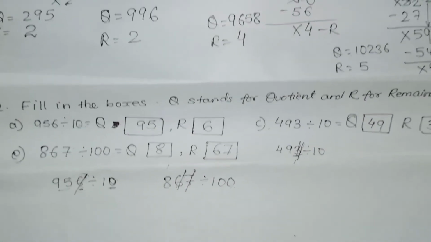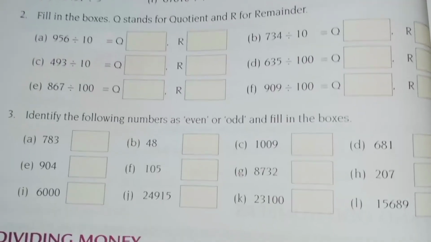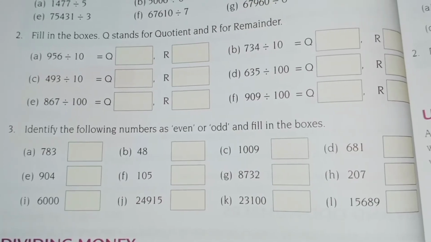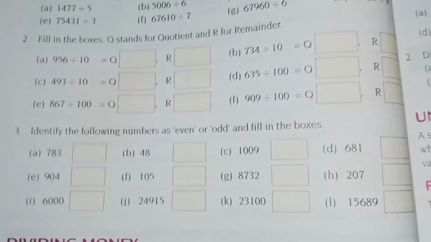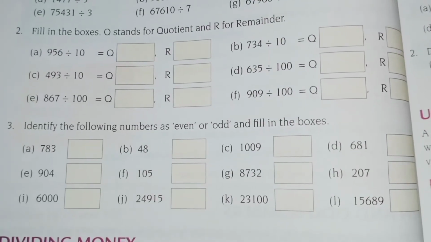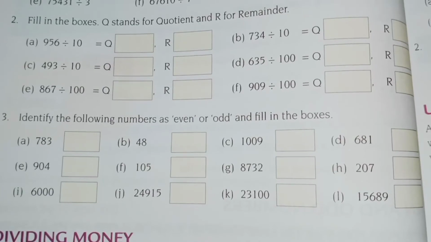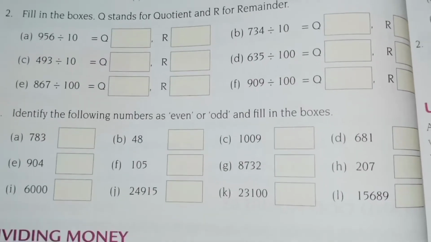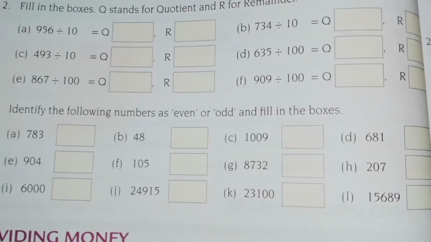Now let's see the last question, question number 3. Question number 3 is: identify the following numbers as even or odd and fill in the boxes. So in this question we are going to identify the number as odd or even. We don't have to do any division. I'll teach you the shortcut. Without dividing you can say whether it is even or odd, and we can fill these boxes.